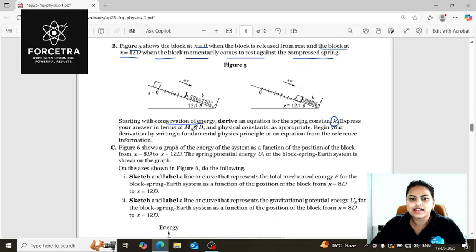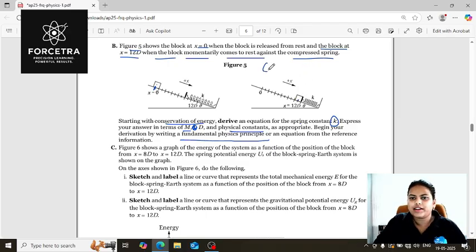Express your answer in terms of M, and this is not I, this is actually theta, theta, D, capital D, and physical constants as appropriate. Begin your derivation by writing the fundamental physics principle. So what would be the principle applying at this position and this position? It would be conservation of energy.